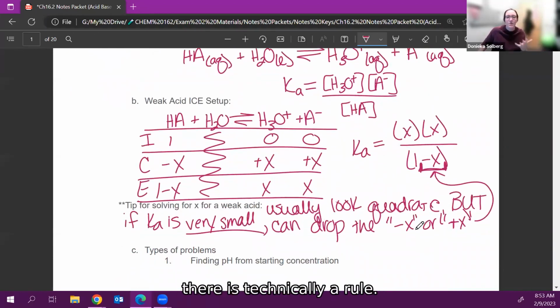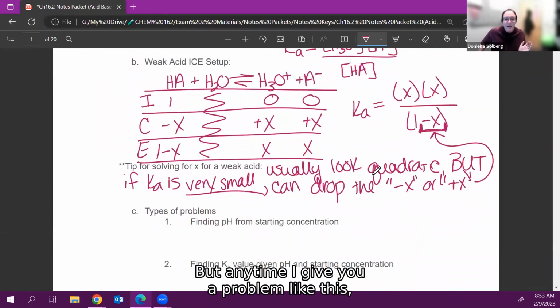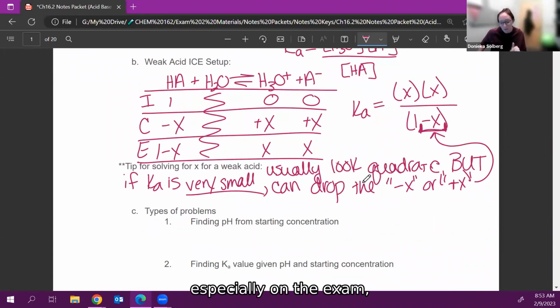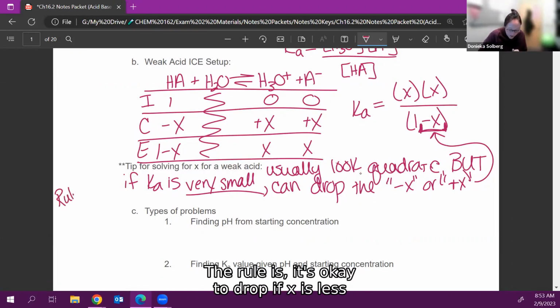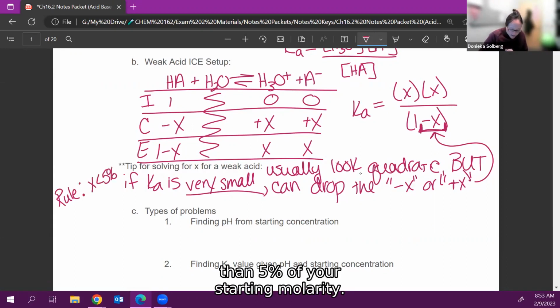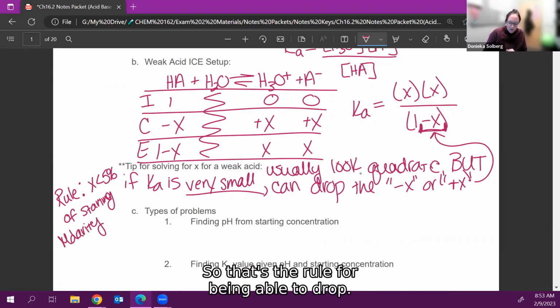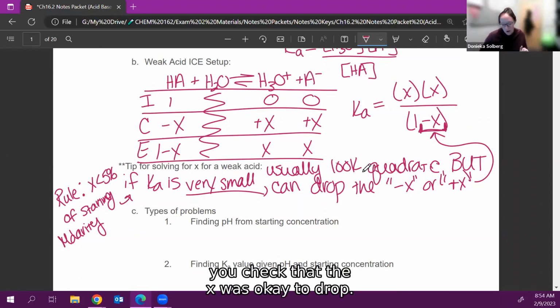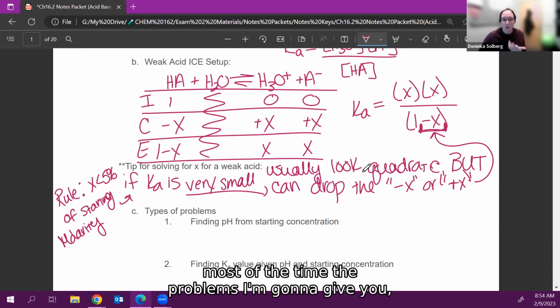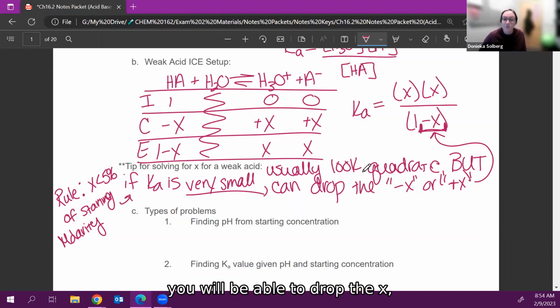Now, when I say very small, there is technically a rule. But anytime I give you a problem like this, especially on the exam, you're going to be able to drop that minus X. The rule is it's okay to drop if X is less than 5% of your starting molarity. So that's the rule for being able to drop X. You can check it after the fact. I know you have to actually go through the calculation before you check that the X was okay to drop. I'm not going to make you check because, like I said, most of the time, the problems I'm going to give you, you will be able to drop the X.